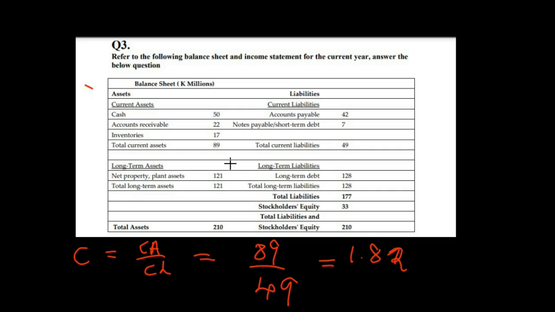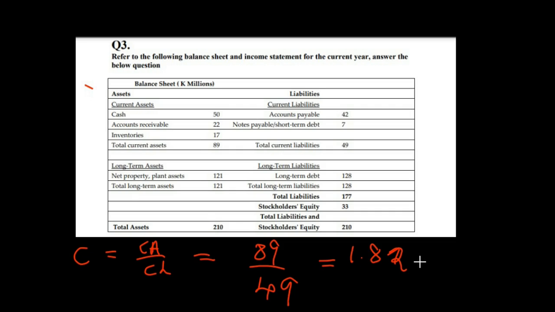So again, for the current ratio, you look at the total current liabilities. Here we're lucky we've been given the total current assets, and then we divide the total current liabilities into the total current assets. That is how we find the current ratio.